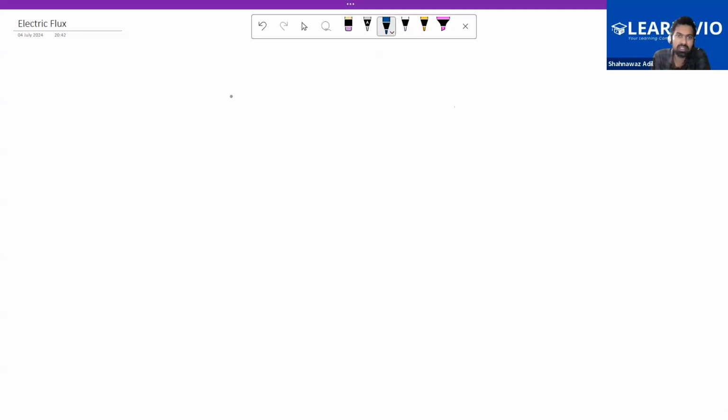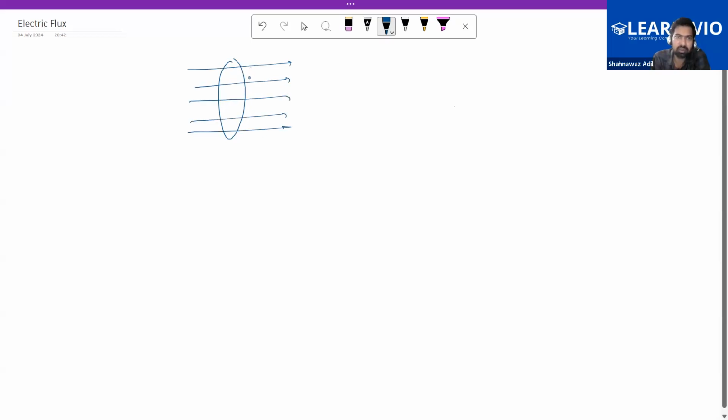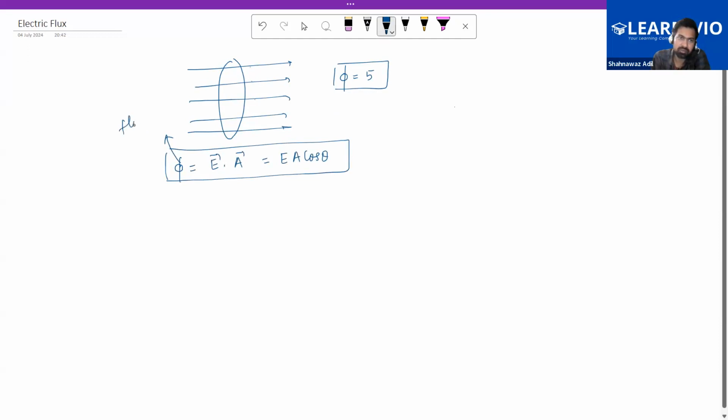So electric flux is the number of electric field lines passing normally through the surface, right? So if we have the surface and these are the electric field lines, let's say 1, 2, 3, 4, 5, so electric flux would be 5, right? And this is numerically defined as E dot A, which is EA cos theta. So this is the electric flux, right?